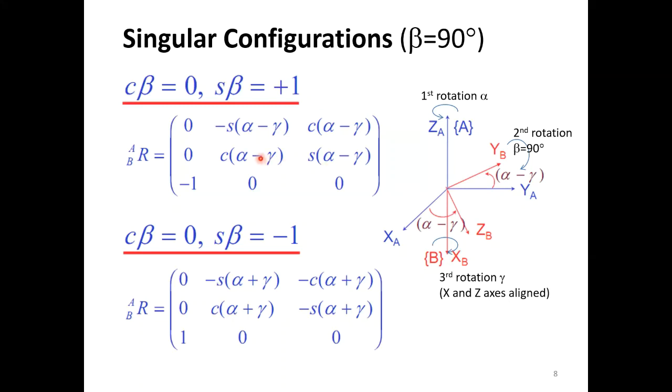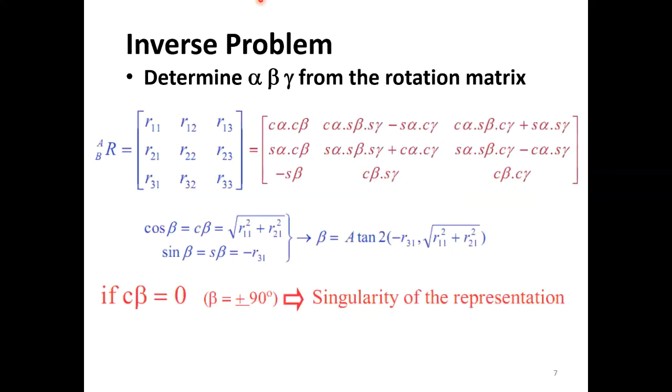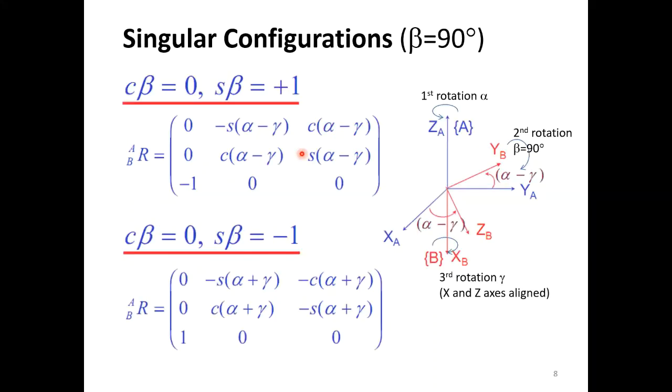But the problem is now in the matrix, we don't have alpha and gamma separately. Okay, now if you look at the previous one, they were separate. Alpha, gamma, you can find out cos gamma, cos alpha, like that, separately in isolation. But when beta is 90 degrees, it's not so. When beta is 90 degrees, it becomes like this. Now alpha and gamma are not isolated. They are together always, alpha minus gamma.